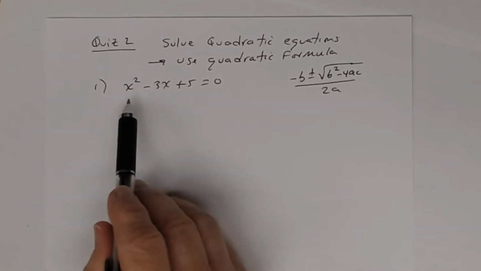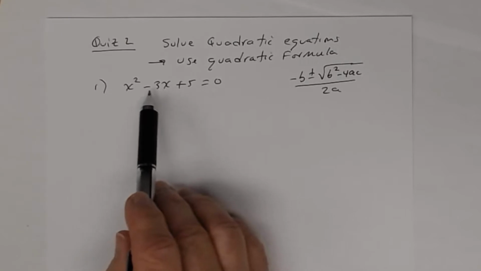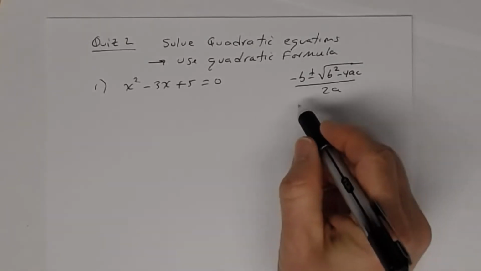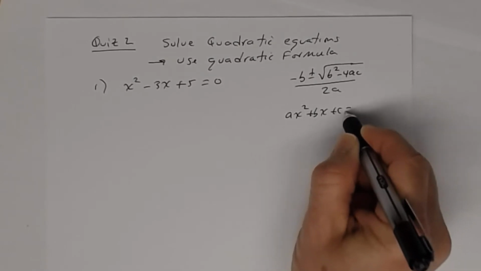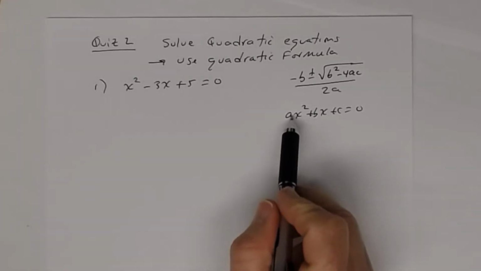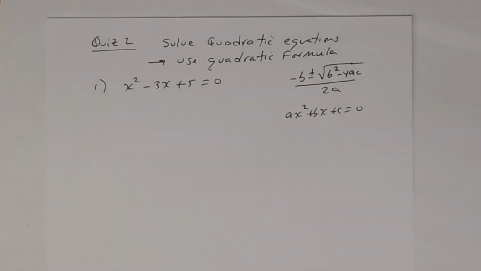So in this quadratic equation, when using the quadratic formula, you want to make sure that the equation is in standard form. So it has to look like this: ax squared plus bx plus c equals 0. And so the coefficient of x squared is a, the coefficient of x is b, and your constant is c.